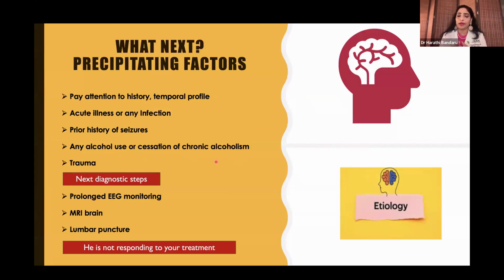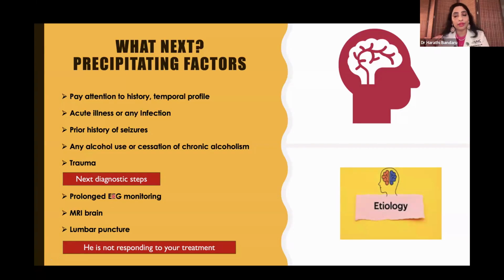So what is it? Let's keep treating the patient first. We'll get prolonged EEG monitoring, brain MRI, and lumbar puncture. Do we need to wait until we get all these things to treat the patient? No, go ahead and start treating with your anti-epileptic drugs. Then, in spite of starting treatment, the patient is still not responding. Then what do you do next?